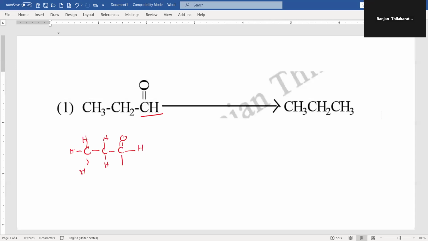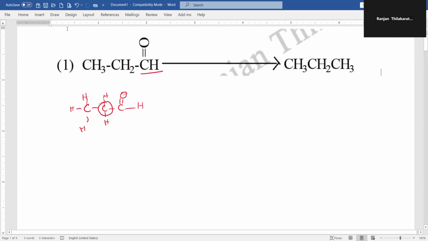This carbon is known as the carbonyl carbon. Which carbon? The carbon which is bonded to oxygen with a double bond like this. So carbonyl carbon has attached to only one carbon, and the other one must necessarily be the hydrogen. Then this is called an aldehyde. And this one is called a ketone.